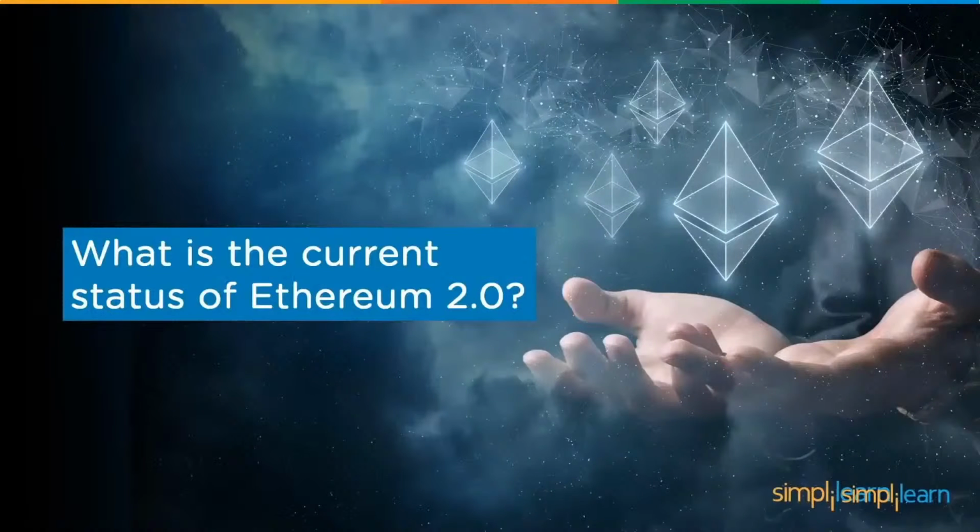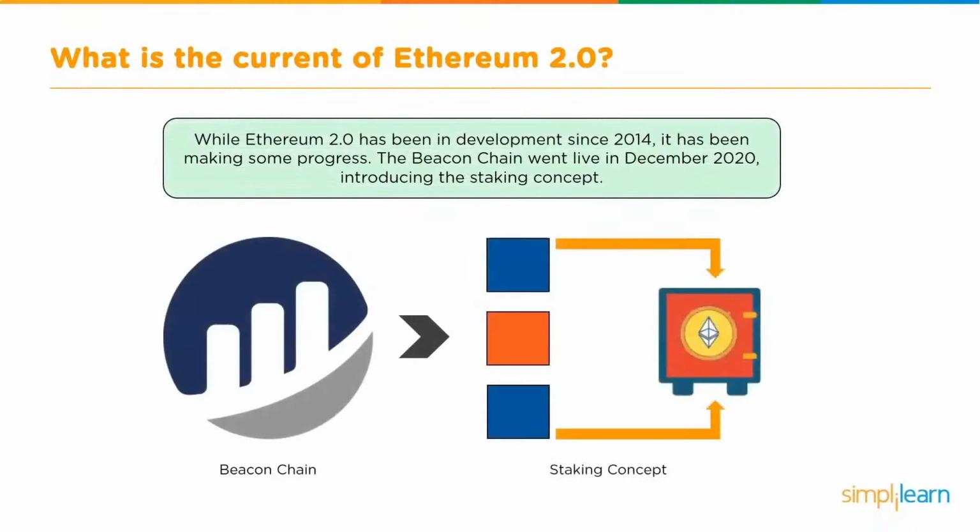So what is the current status of Ethereum 2.0 research? While Ethereum 2.0 has been in research and development since 2014, it has actually been making some progress. The Beacon chain went live in December 2020, introducing the staking concept, but still there is no official claim for the completion of this transition.